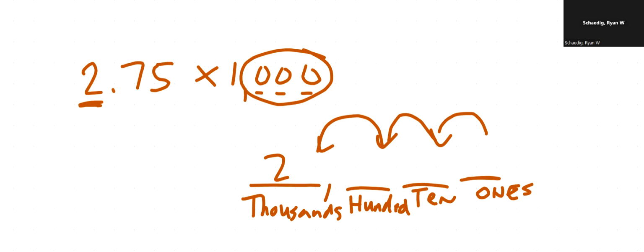And then we can look at the other digits and think about what we did there. I'm going to do it in another color. The other numbers were a 7 and a 5.